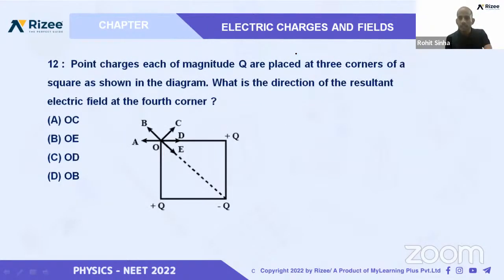I give you 10 seconds to think upon it. Think. Option D. Okay, so fast. Good, nice.